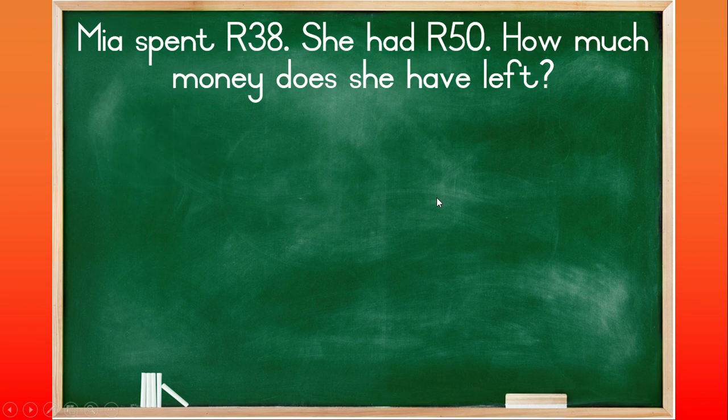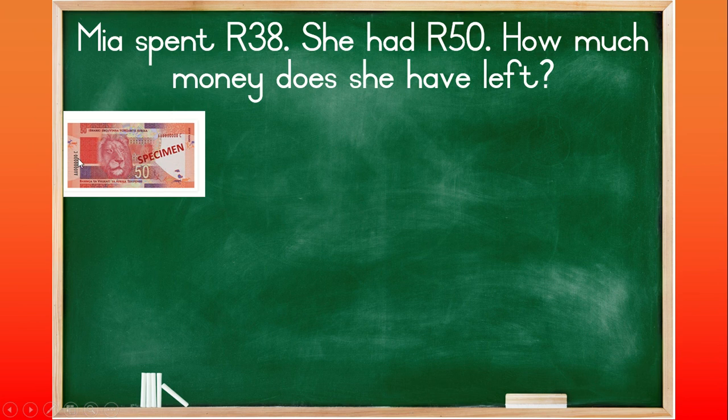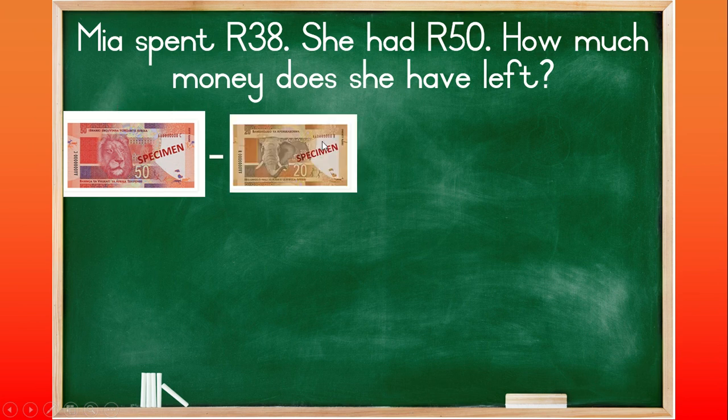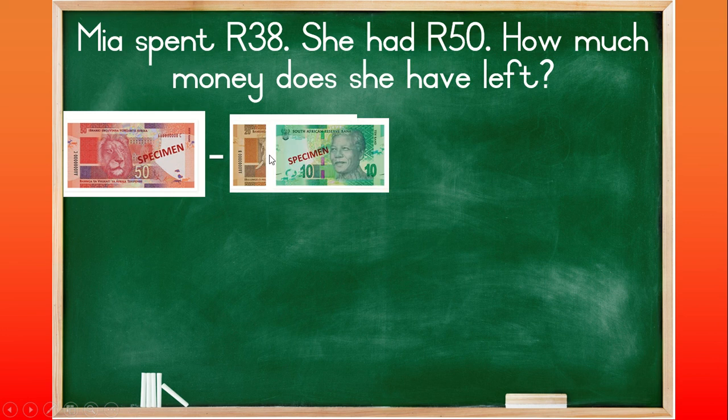Now the last one. Mia spent 38 Rand. She had 50 Rand. How much money does she have left? So she had 50 Rand and she paid 38. So let's count. We have 20 Rand. We can put another 10 Rand. 20 plus 10 is 30. 30 plus 5 is 35. 35 plus 2 is 37. And then 37 plus 1 is 38.